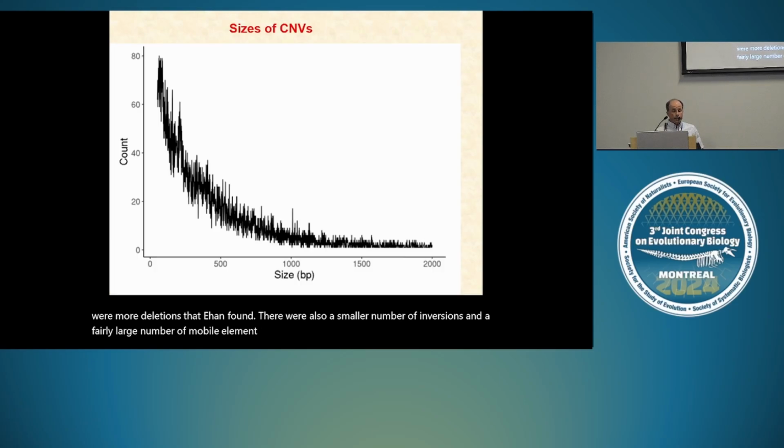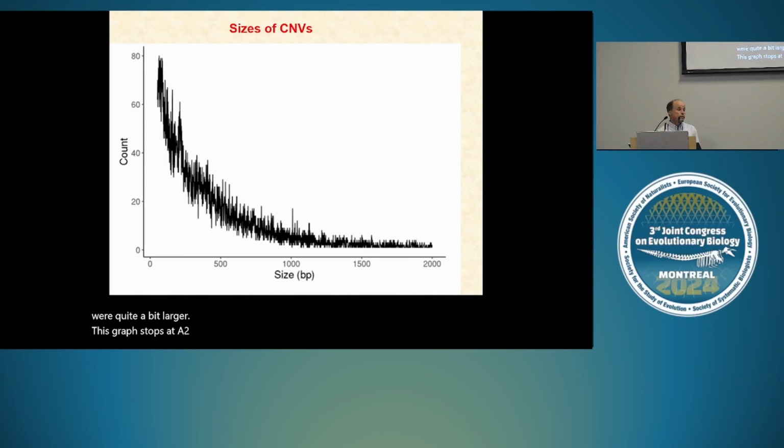So in terms of sizes, this is a graph showing the size. As you can see, the vast majority of them were relatively small. Most of them tend to be about 500 bases or smaller, but there were quite a number that were quite a bit larger. This graph stops at 2,000 bases.